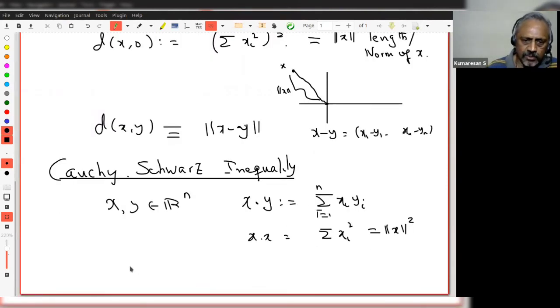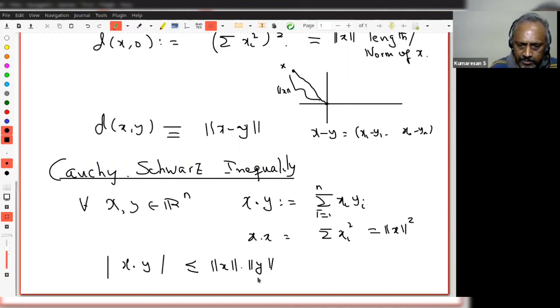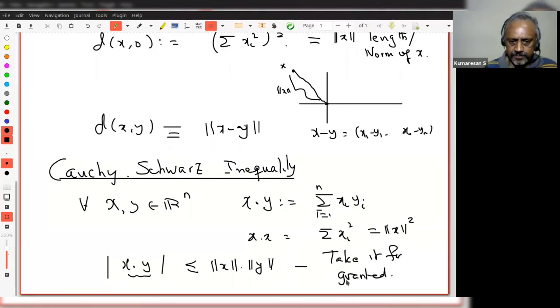Okay? Now, the Cauchy-Schwarz inequality says for any two vectors x and y in Rn, x dot y is a real number. This real number in absolute value, I have an estimate that it is less than or equal to the length of x into the length of y. This is the product of two real numbers. Here, this is the dot product of two vectors, and that's a real number. This is a modulus. You take it on faith. There is a very trivial algebraic proof, but I don't want to stop for that. So take it for granted. Some of you might have already seen it. So we shall assume this.